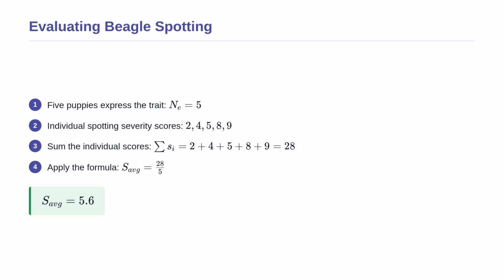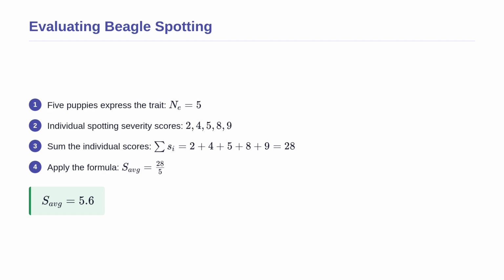Let us apply this severity formula to a classic example of variable expressivity, the coat color of beagle dogs. Suppose a breeder has a litter of 5 puppies that all share the exact same genotype for a specific spotting gene. The penetrance is 100%, so our NE is 5. The breeder grades the white spotting on a scale from 1 to 10. The puppies receive scores of 2, 4, 5, 8, and 9.